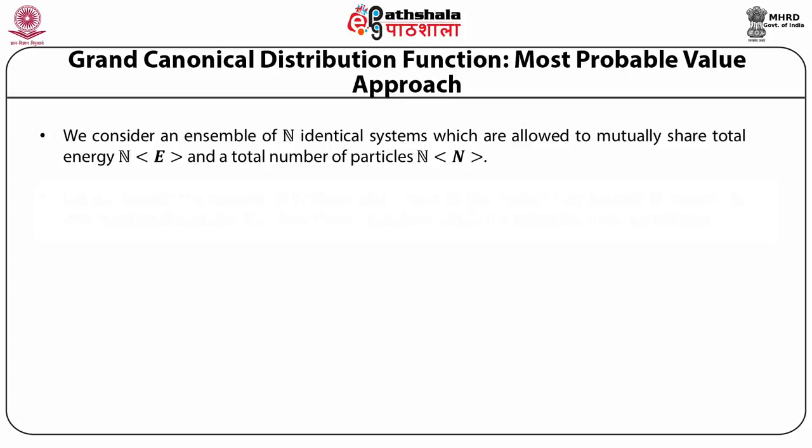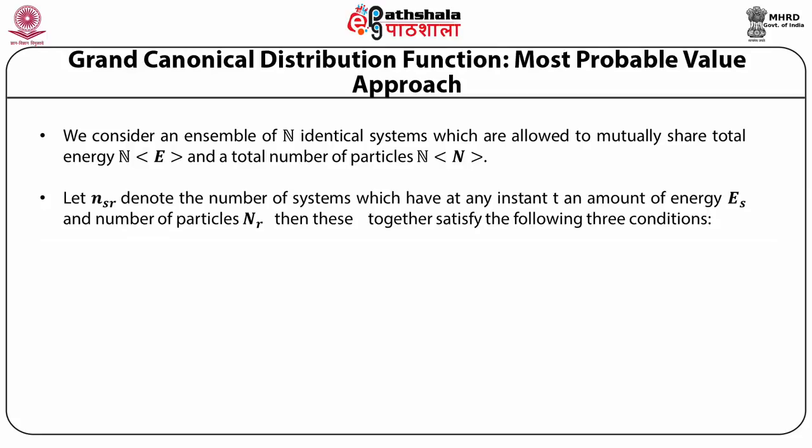We consider an ensemble of n identical systems which are allowed to mutually share total energy, which is the number of identical systems n multiplied by the mean value of energy, and a total number of particles, which is the number of identical systems multiplied by the mean value of n.